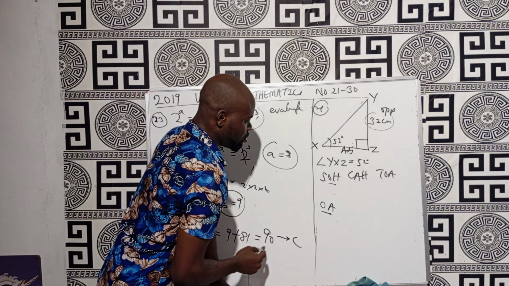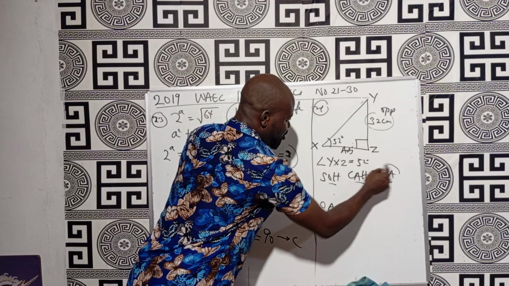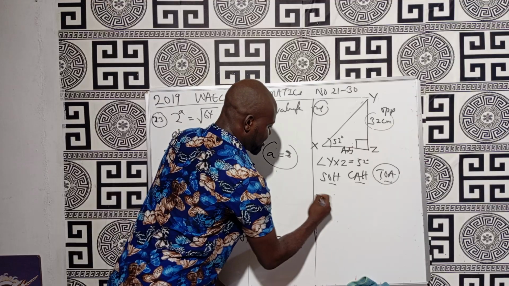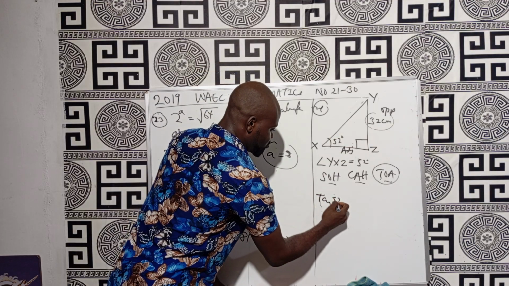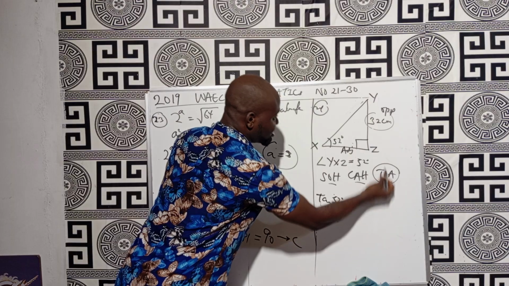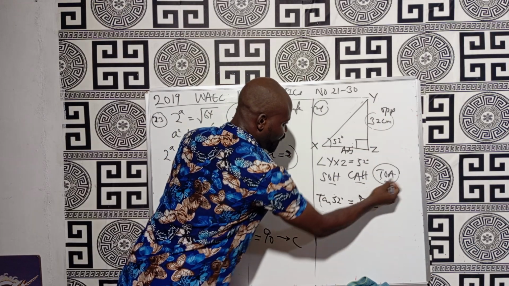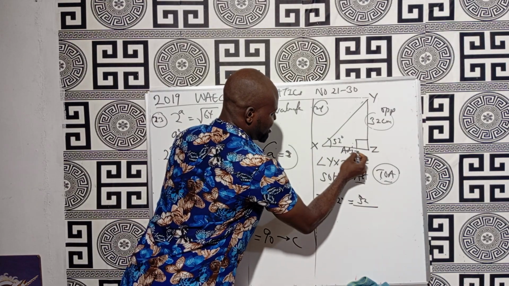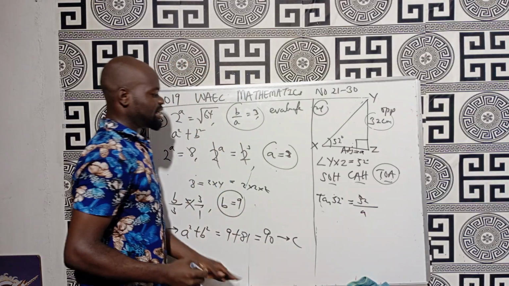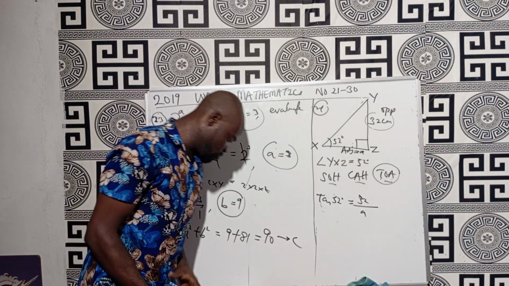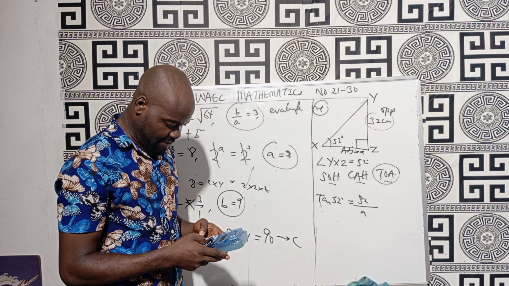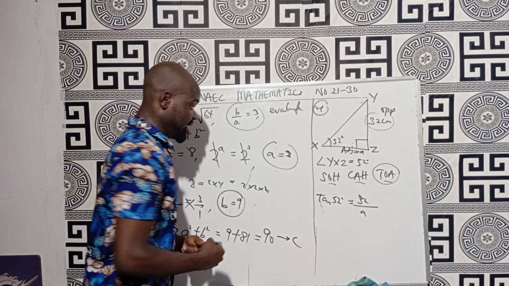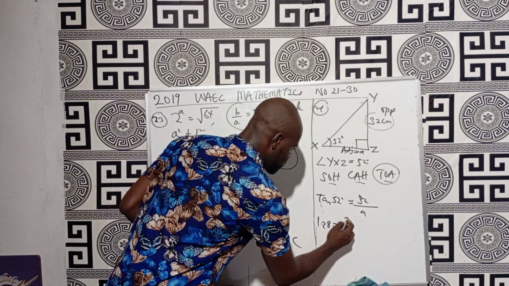So which one is O and A here? This one is OH, no. This AH, no. But this, we are going to use TOA. So what does TOA imply? T for tan. Tan 52 equals O for opposite, that's 32, over the adjacent that we are looking for. You can just call it A. So just take your calculator and check your tan 52. Tan 52 is 1.28. So I have 1.28 equals 32 all over A.